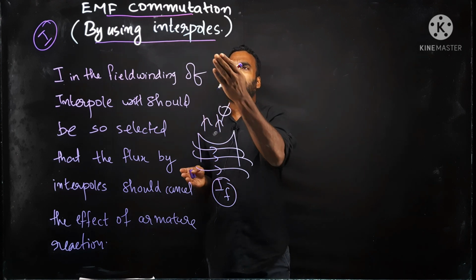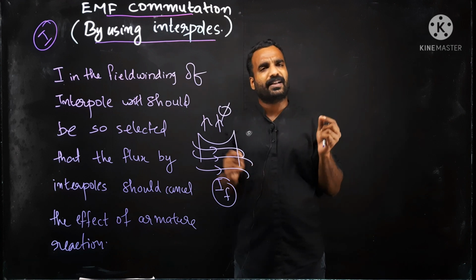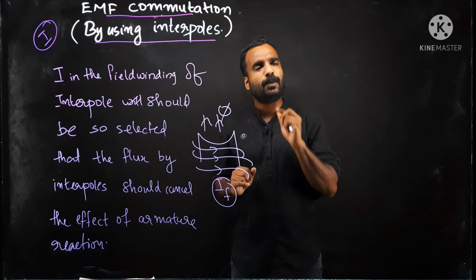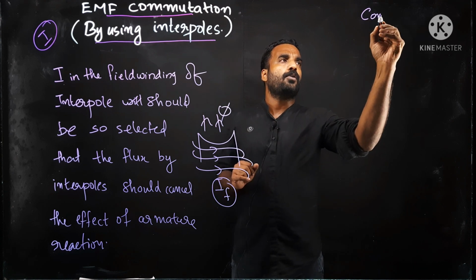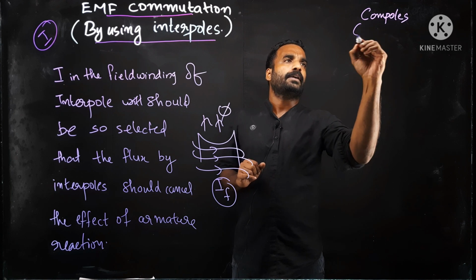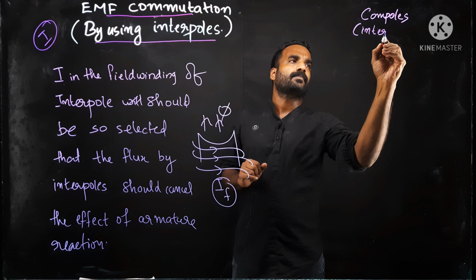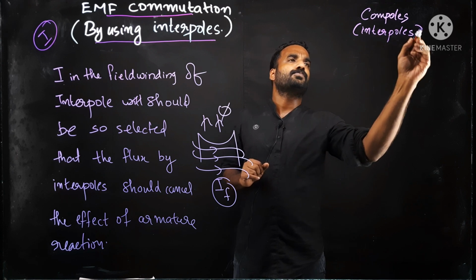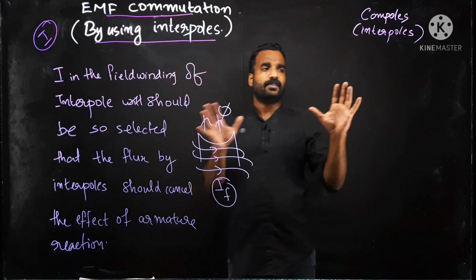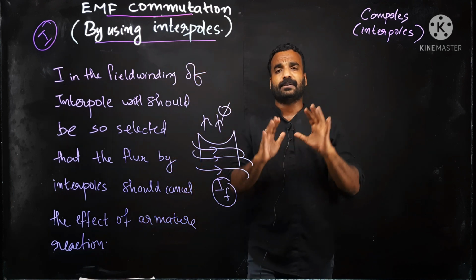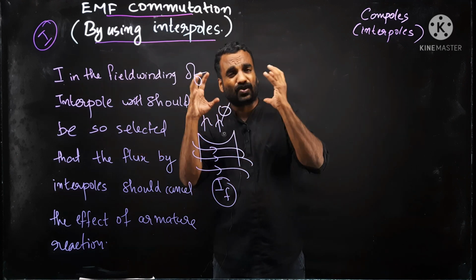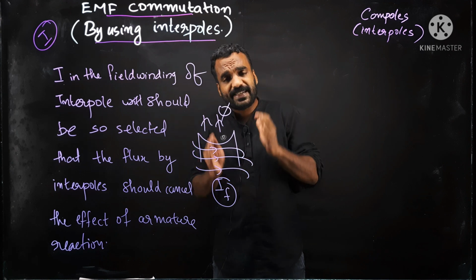In many of the DC generators we can see some interpoles. What is an interpole? Interpole or comb pole, it is a very small pole. Okay, we will draw a detailed drawing of the machine with interpole later. Now let me discuss what is the role of interpole. Why we are using these interpoles.